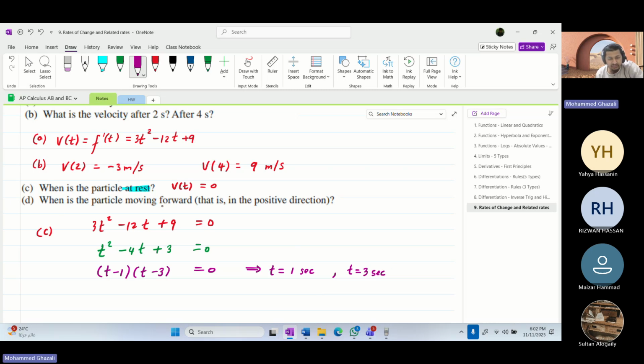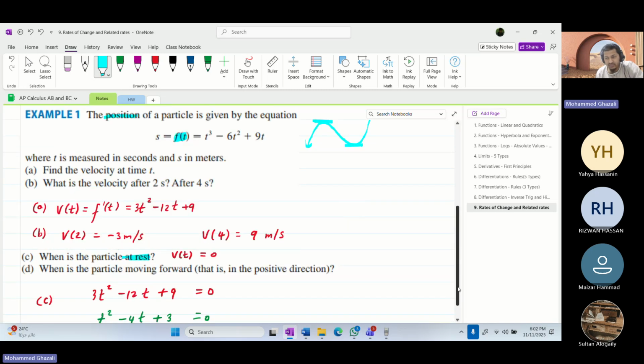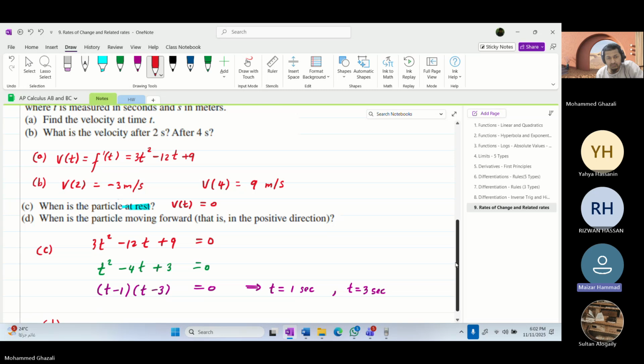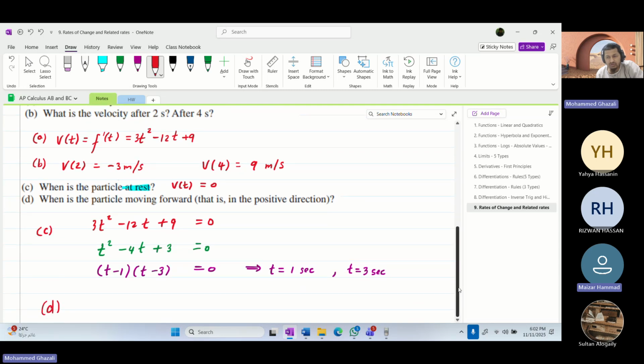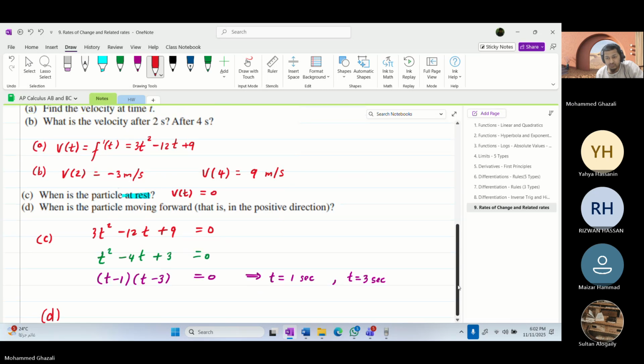So when is a particle at rest? In other words, it's like a horizontal tangent. Remember what I was telling you? The general structure of the particle moving is given by this. So basically it's coming to rest at this point, maybe taking a U-turn or something. Let's check. Basically, when a particle is at rest, is that a point of tangency? Yes, horizontal tangent. Okay.